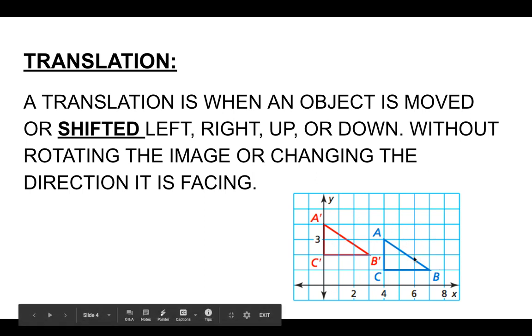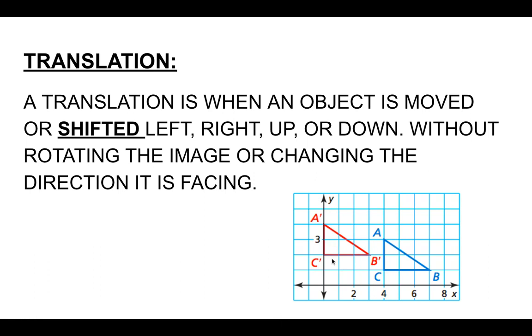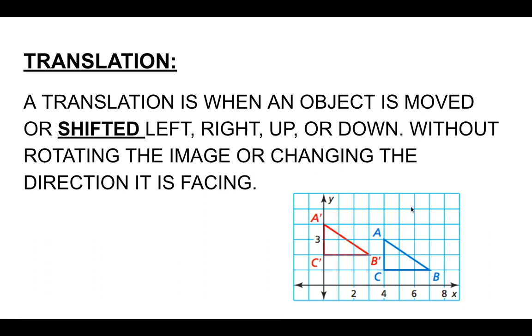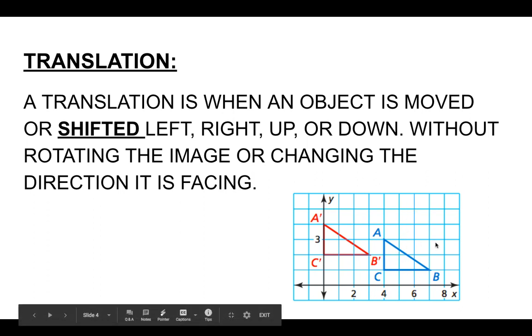So like here, my original shape is the triangle ABC. And then notice that all it is doing, I'm taking that triangle and I'm just shifting the image to the left and then up to create this new red triangle. Okay, so translation again, all you're doing, think of it just like sliding a picture left, right, up, or down, but not changing the picture in any way, just sliding it across the surface.